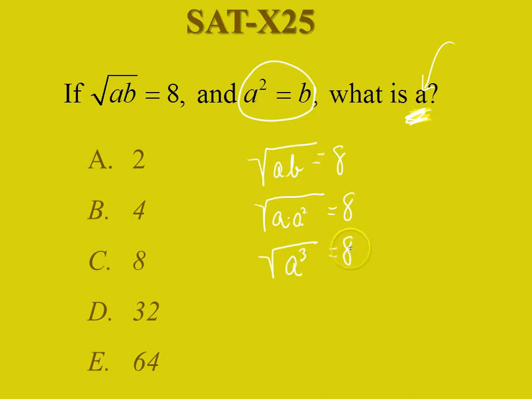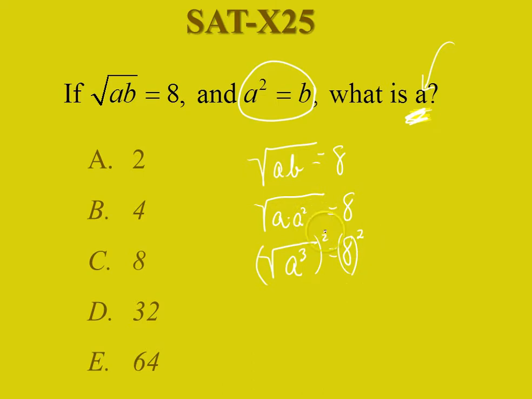Alright, now we have a couple things we want to try to get rid of in order to find the value of A. We want to get rid of the radical sign, and we want to get rid of the cube. Now there's a couple different ways to do that. I think I'll take this approach, where you raise both sides to the second power.